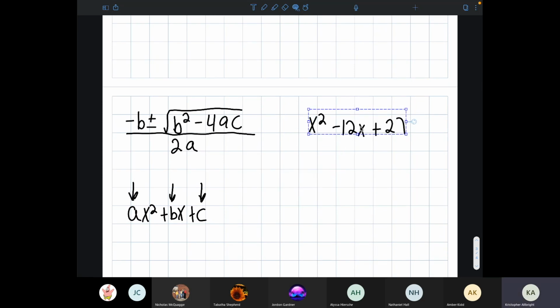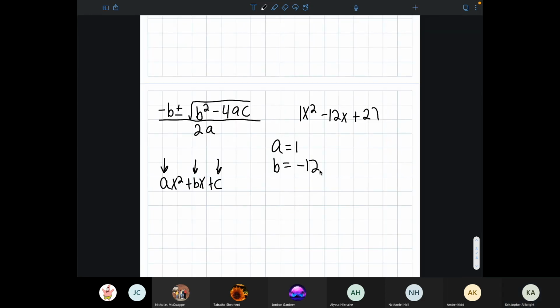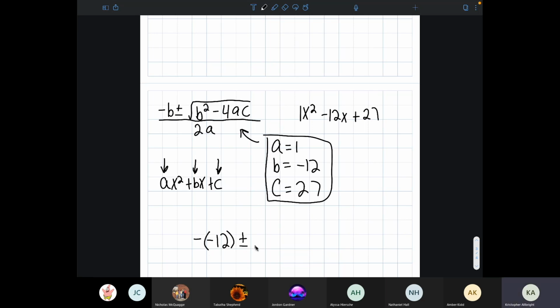So if we have this, and we are plugging in our values, we say, okay, our a equals 1 because it's the coefficient of x squared. B equals -12, and C equals 27. So now we have what we need to plug into this formula. So I'm just going to go through and start writing. Negative 12 plus minus the square root of negative 12 squared minus 4 times 1 times 27, all over 2 times 1.